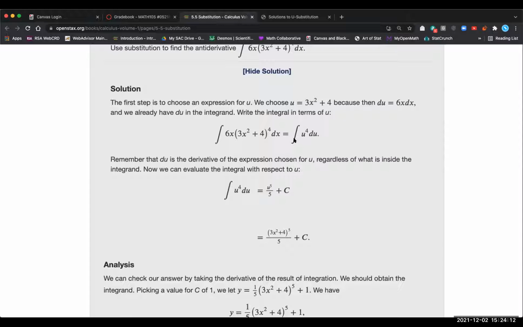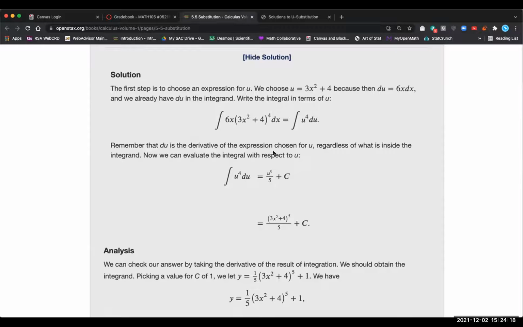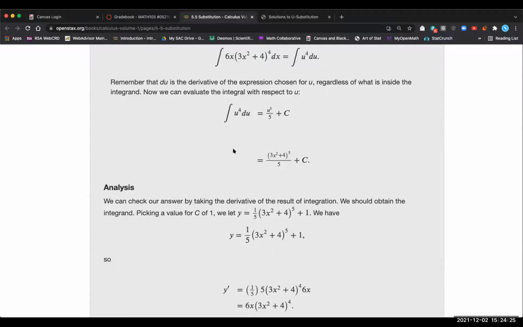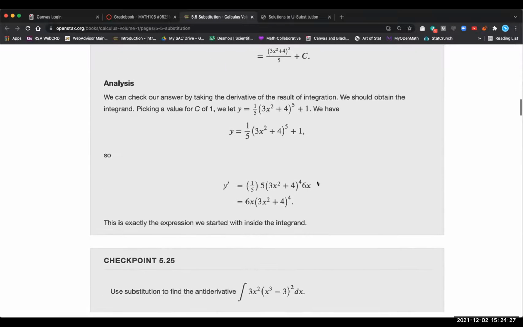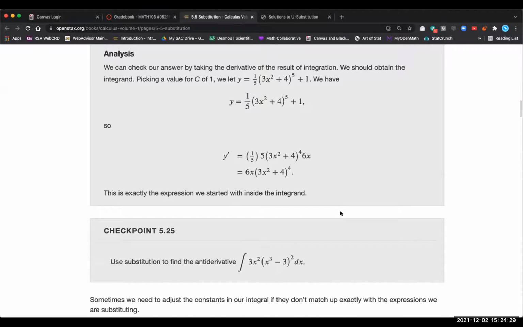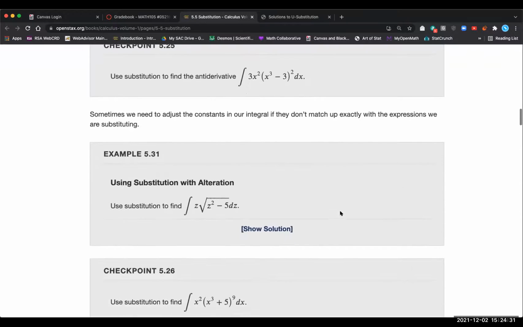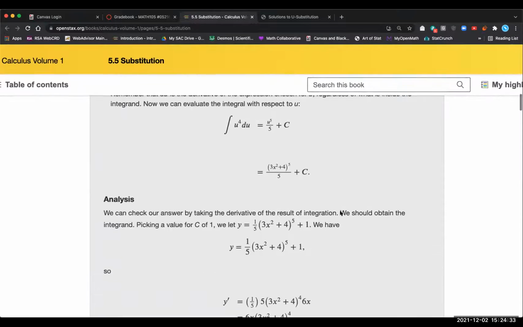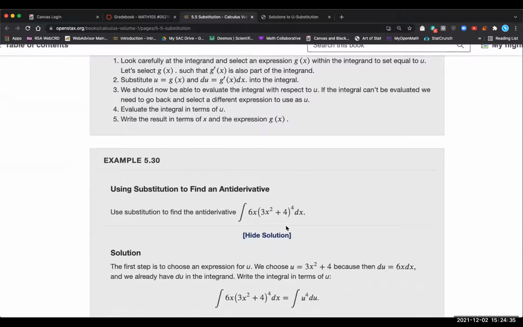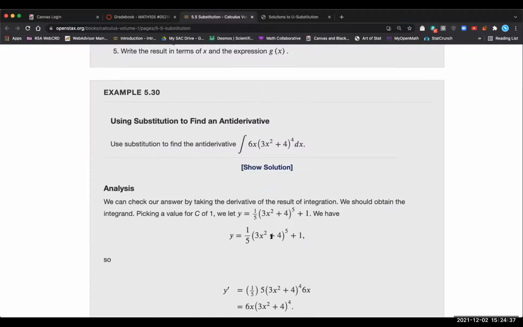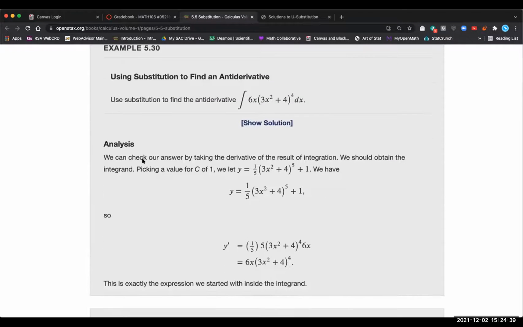Now I can integrate this: the integral of u to the 4 du is u to the power 5 over 5 plus c. And then you resubstitute back in what was u. u was 3x squared plus 4. And so we have our integration. So just take some practice going through the different examples that are there. Now, it's important to realize that you can check your answers right wherever the example was. You can take the derivative. Check your answer by taking the derivative of your integration.